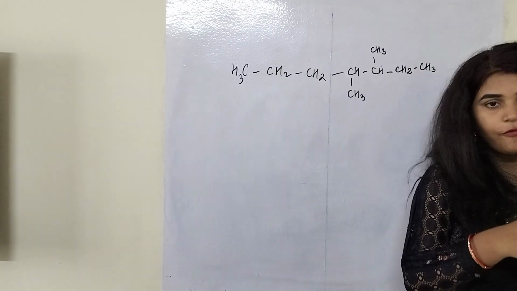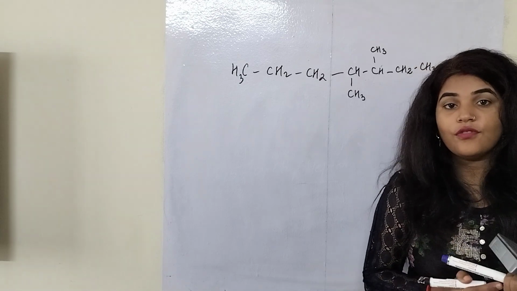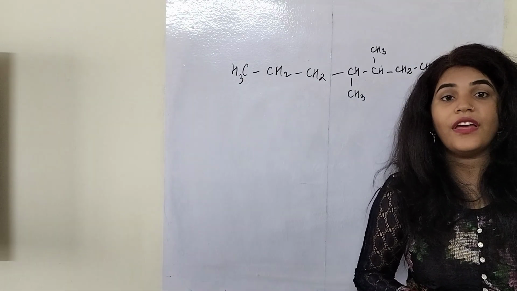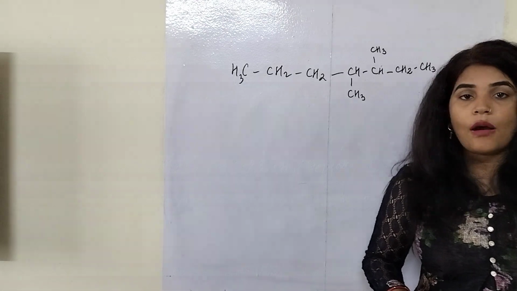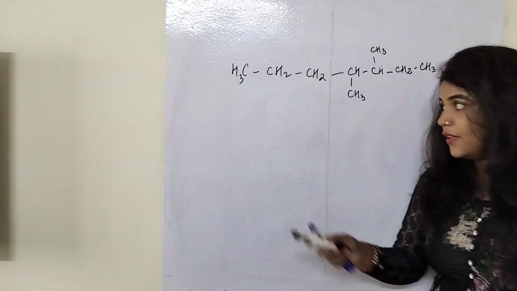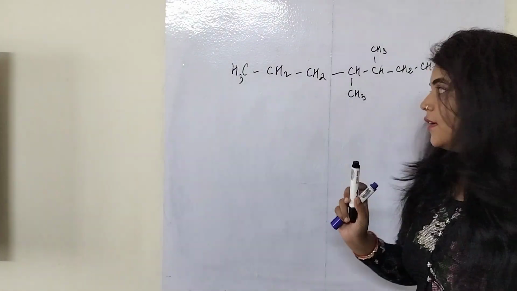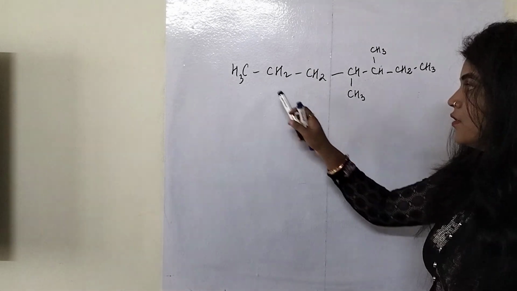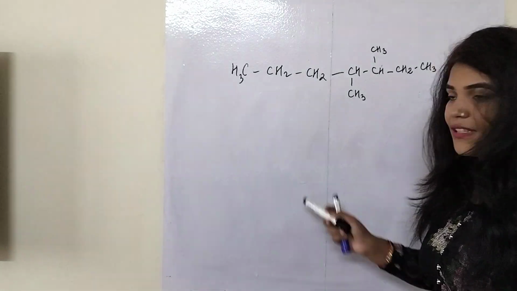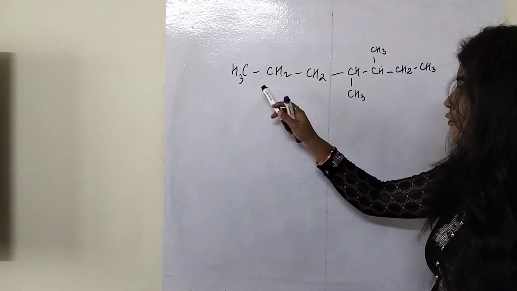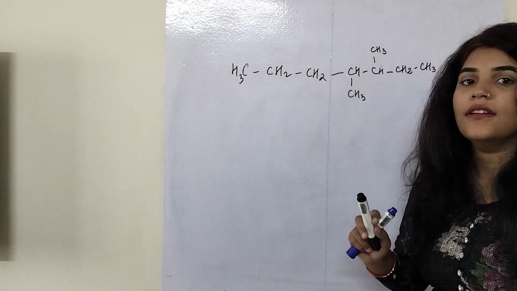So what is my first step? My first step is to see the longest carbon chain. Which one will be my longest carbon chain? We have to do the counting. To see the longest carbon chain, we have to count. So we start counting: 1, 2, 3, 4, 5, 6, 7. Let's do the counting from here: 1, 2, 3, 4, 5. We cannot take this as the longest carbon chain. Let's do the counting from here: 1, 2, 3, 4, 5, 6. So this is my longest carbon chain.